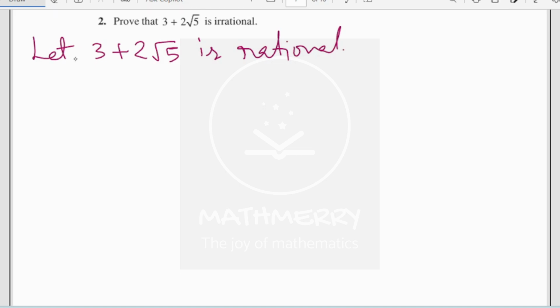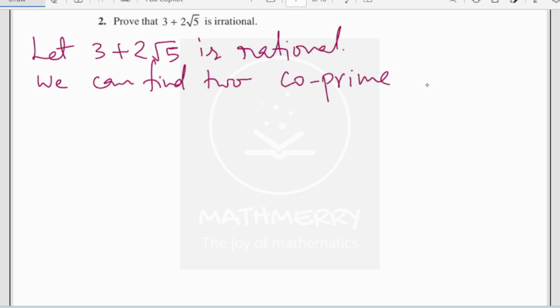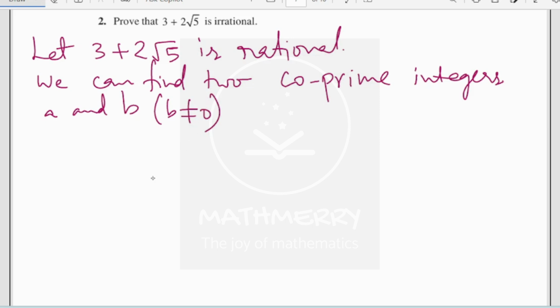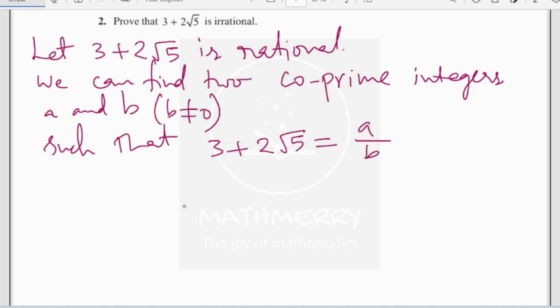Now we can find two co-prime integers a and b, where b is not equal to 0. Now we can write it in the form of a rational number. So 3 plus 2 root 5 is equal to a by b. So that means 2 root 5 is equal to a by b minus 3.